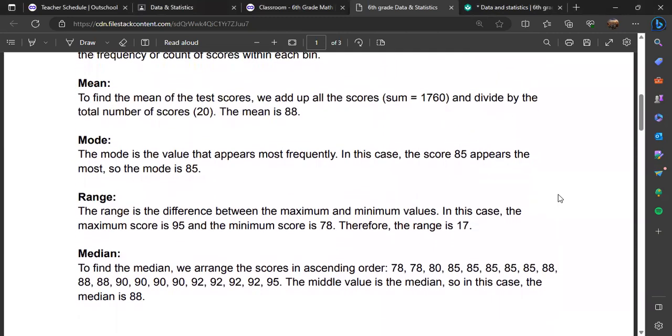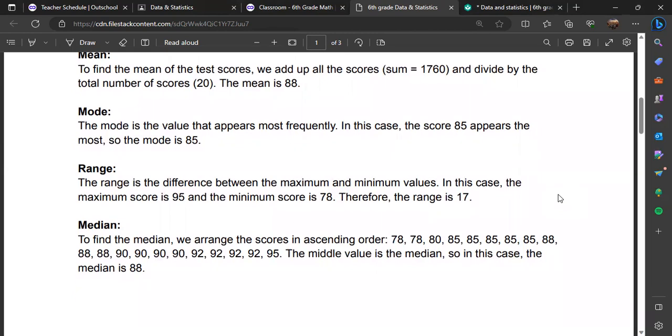Mean is the average of something. You find that by adding it all together and dividing it by the number of something that you have. So let's say I have 10 students in the class. They all got 10 different scores. I add up all their scores and then divide by 10. That finds you the average.